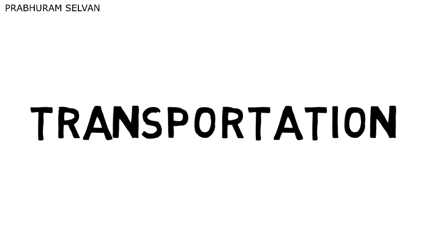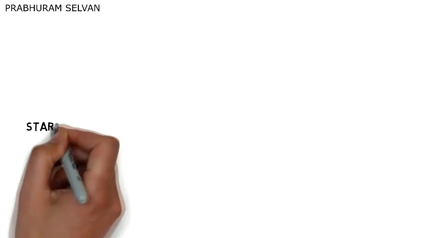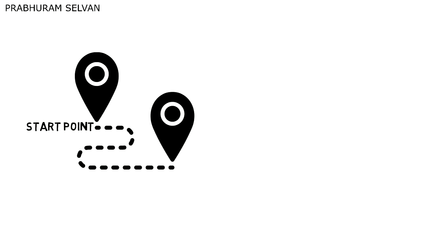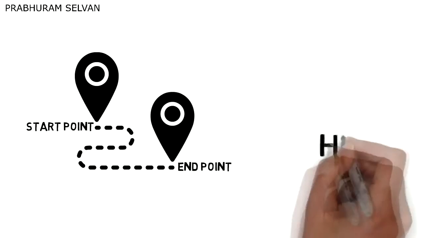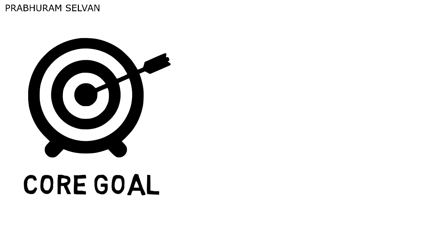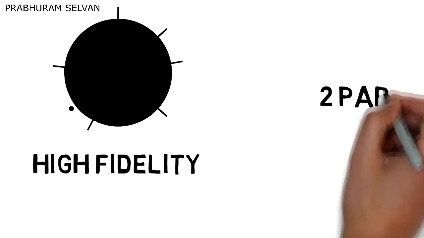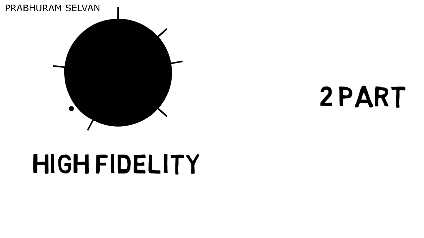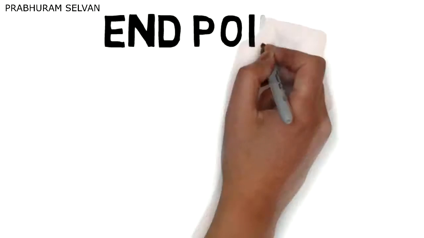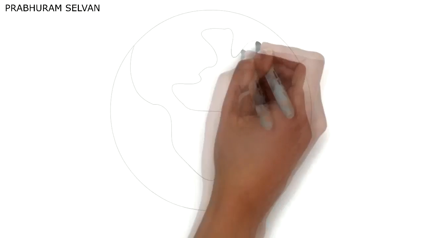Let's take an example. In a transportation mobile app, the task value, that is the choosing of the start point and the end point, is of the highest task value. This is because they form the core goal of the business, making someone travel from A to B. The accuracy of this data needs to be high fidelity. And the second part is the order in the workflow, in which the end point is set after the start point, and the reverse is not possible.